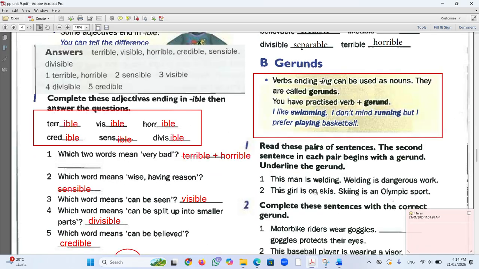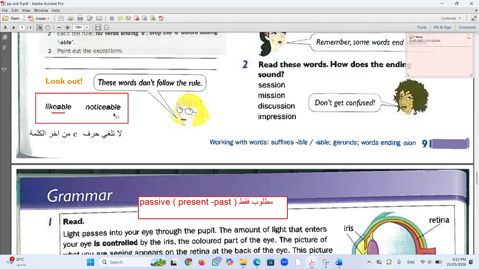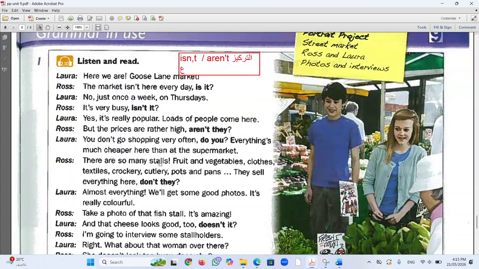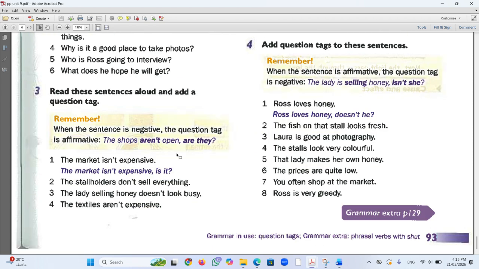Go to the next page. These are very important for you. This exercise is very important. Here this note is very important. Okay, go with me. These are very important for you, as I explained before.